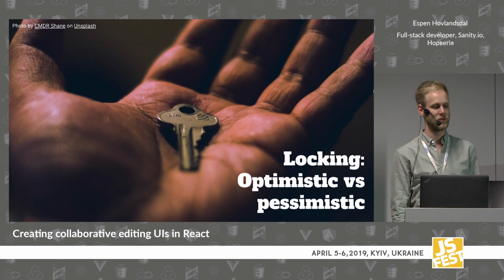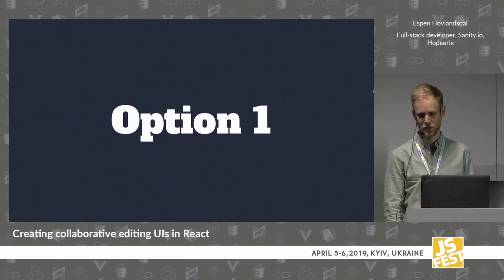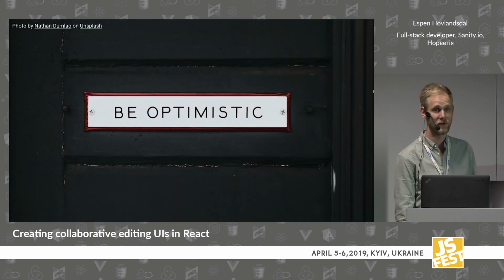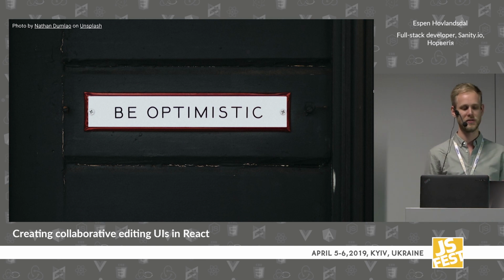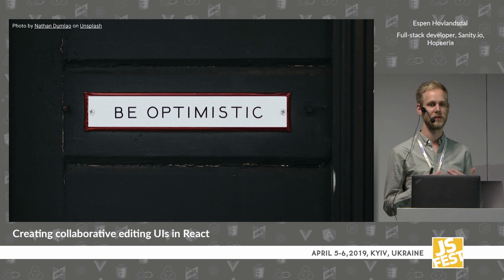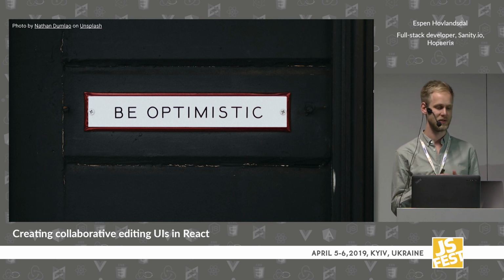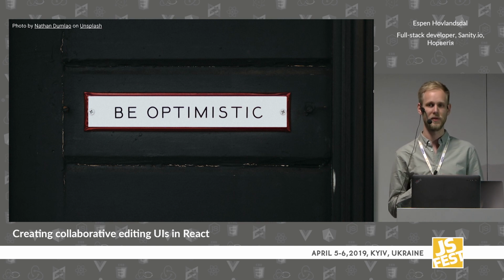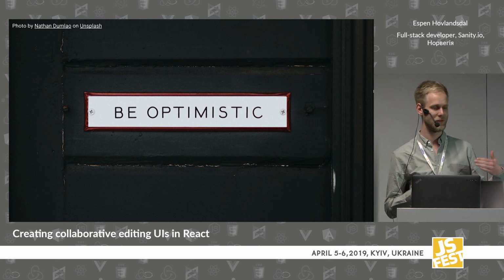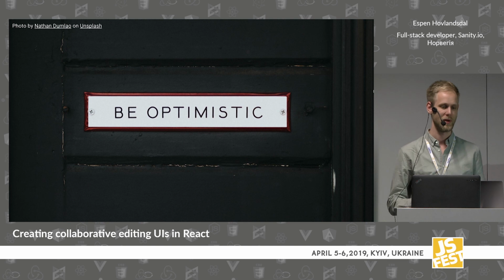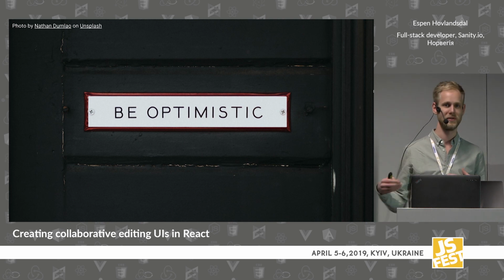There are three approaches generally. Option 1 is to be optimistic about it and just hope that there won't be any changes. To check if there are updates, you include this last known revision or a timestamp for when the document was last edited. So that can prevent this situation from happening where you override someone else's changes.